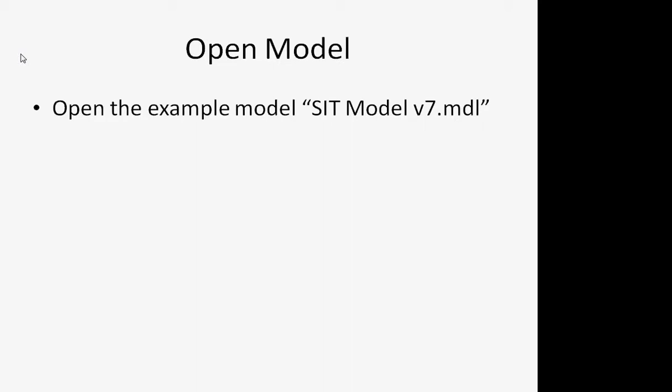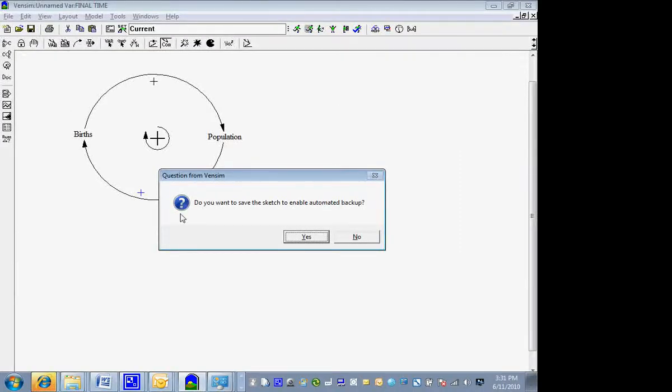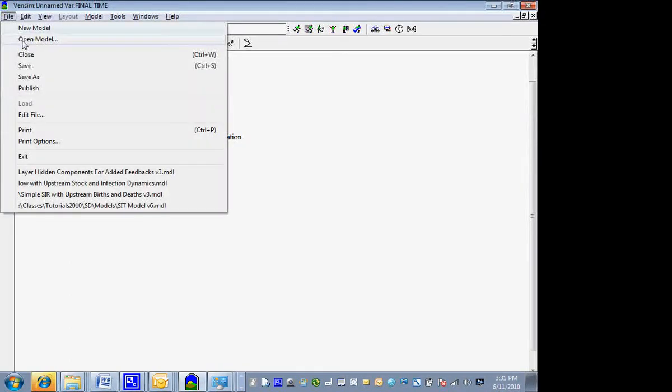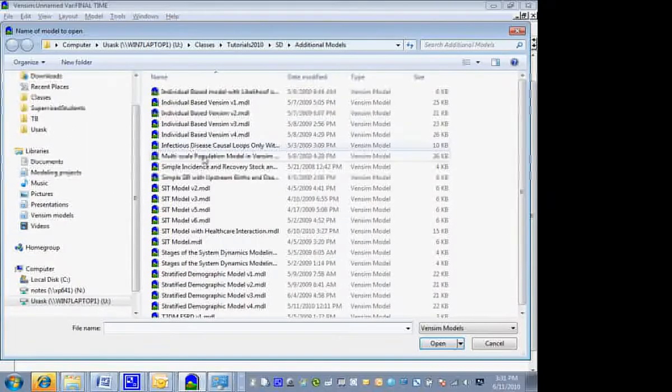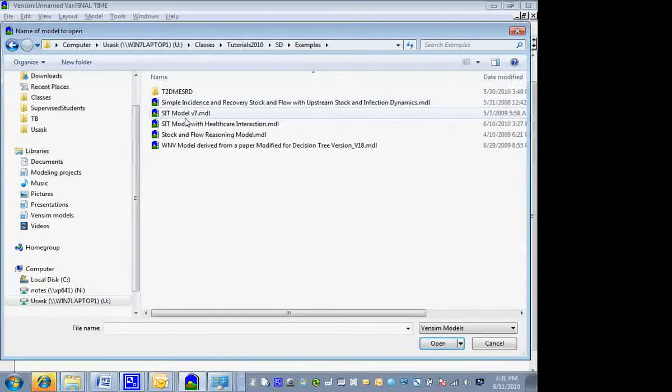Okay, let's go open this model called SIT Model V7. Okay, where is that located? For those of you who are sentimental, you may want to save away your first causal loop diagram there. But otherwise, you can go to System Dynamics, and it's under, if I'm not mistaken, it's under Examples. Here it is, SIT Model 7.